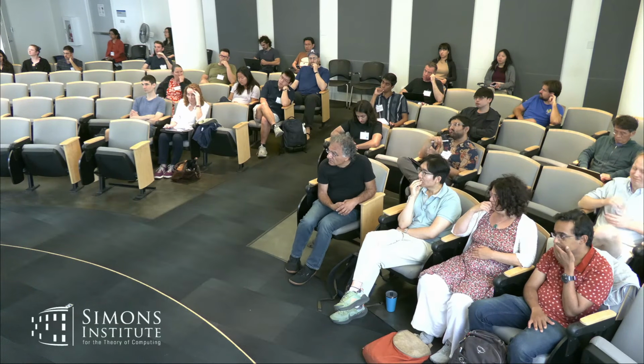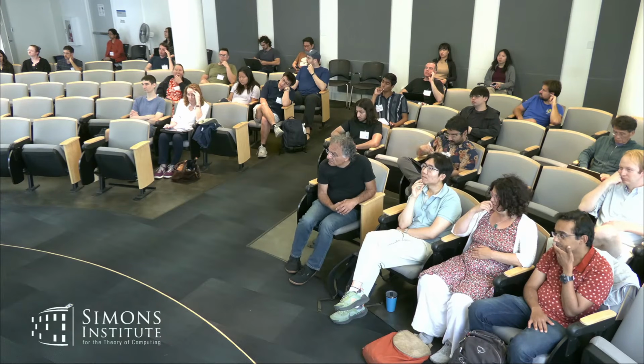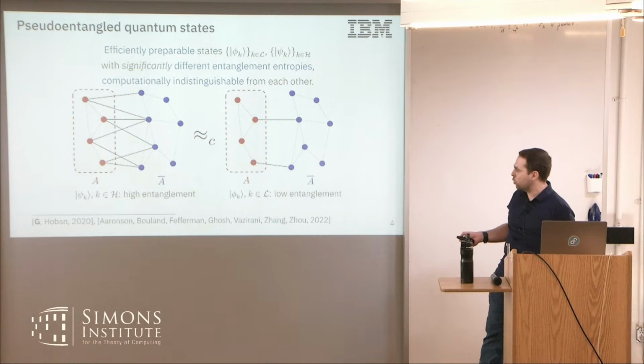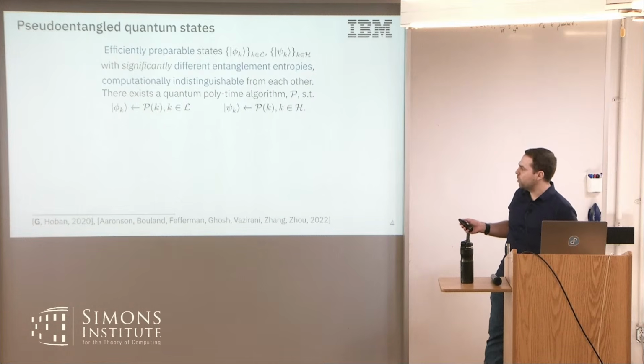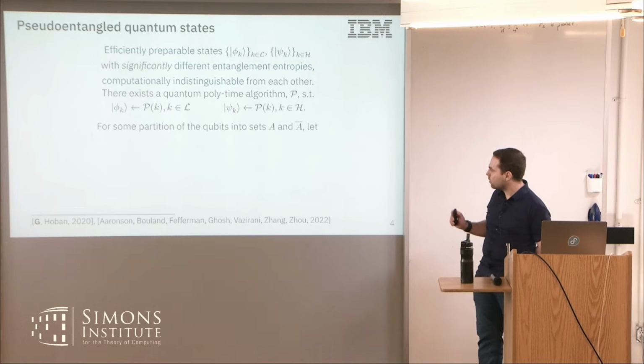So you want these two situations to be computationally indistinguishable, in the sense that if you're given many copies of this state or many copies of this state, you can't tell whether you're in the high or the low entanglement case. So let me make this a bit more precise. Again, efficiently preparable just means there's a polynomial-time quantum algorithm that, given a key, if it's from the low set, then it creates the low entanglement state. If it's from the high set, it creates the high entanglement state.